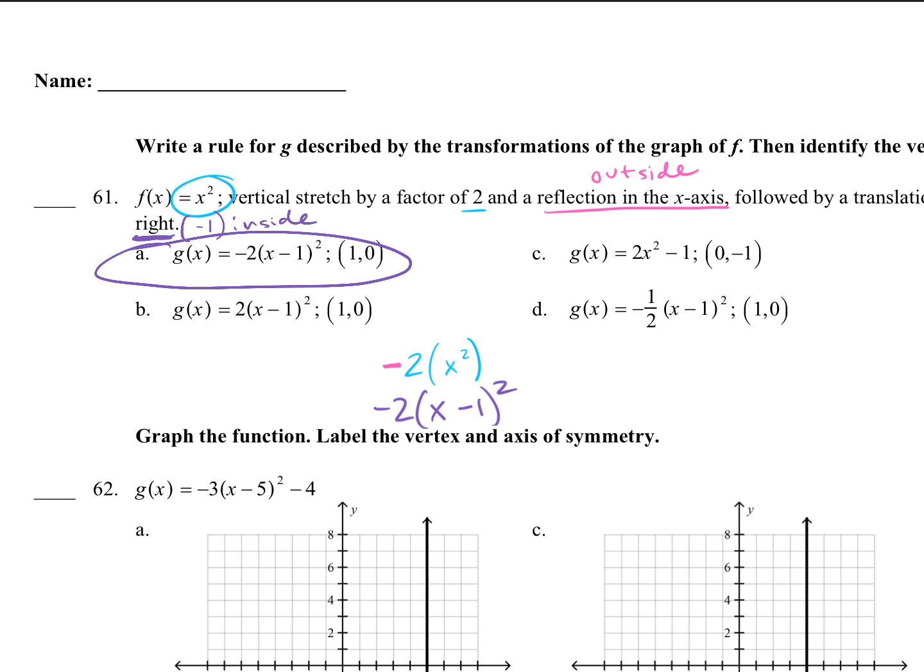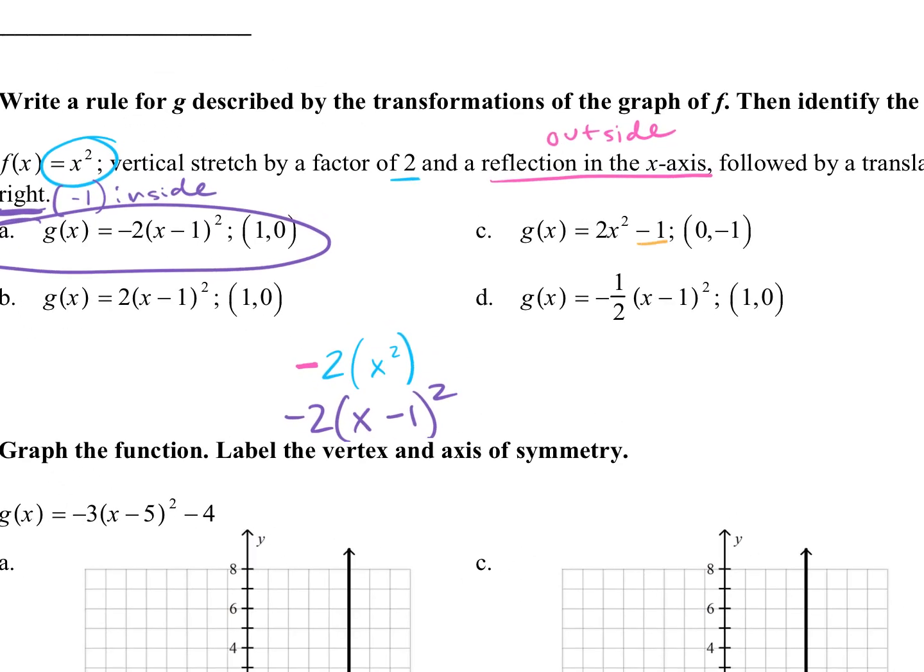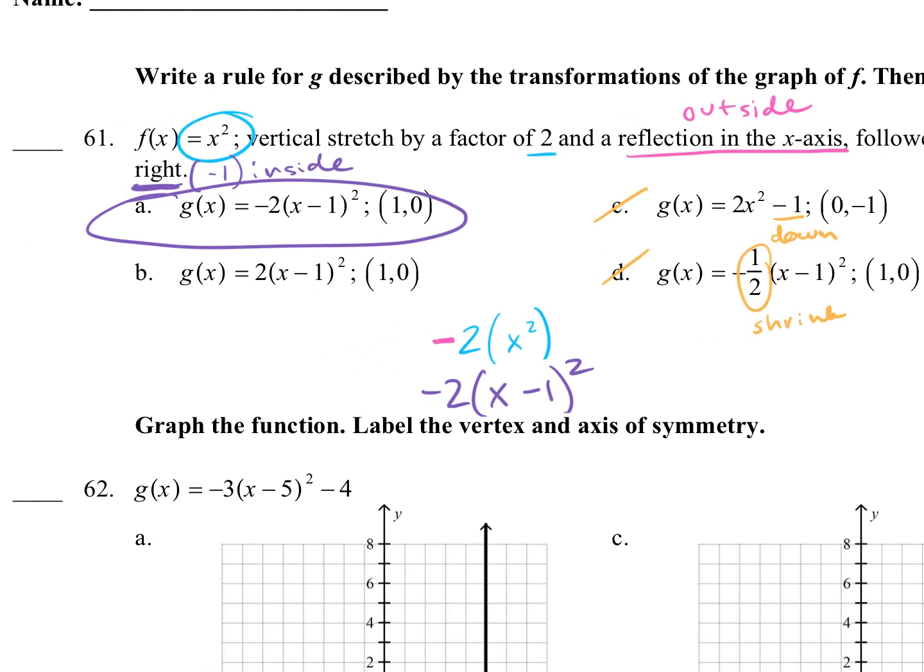For questions like these, use your answer choices to help you. It's not going to be C because -1 on the outside means that you're going down. So nothing here says down. D has 1/2, which we know is a shrink. So it's not going to be D. And then B doesn't have that negative, so there's no reflection, so it's not going to be B. So use your answer choices to help the process of elimination.